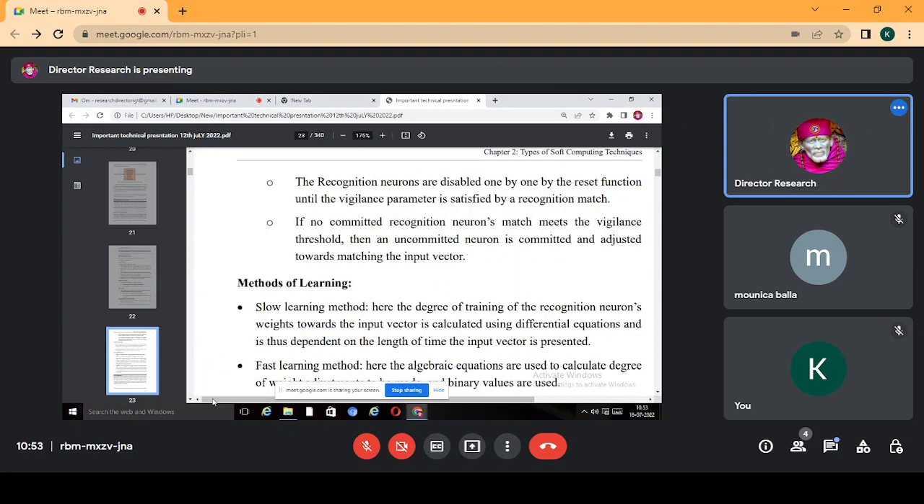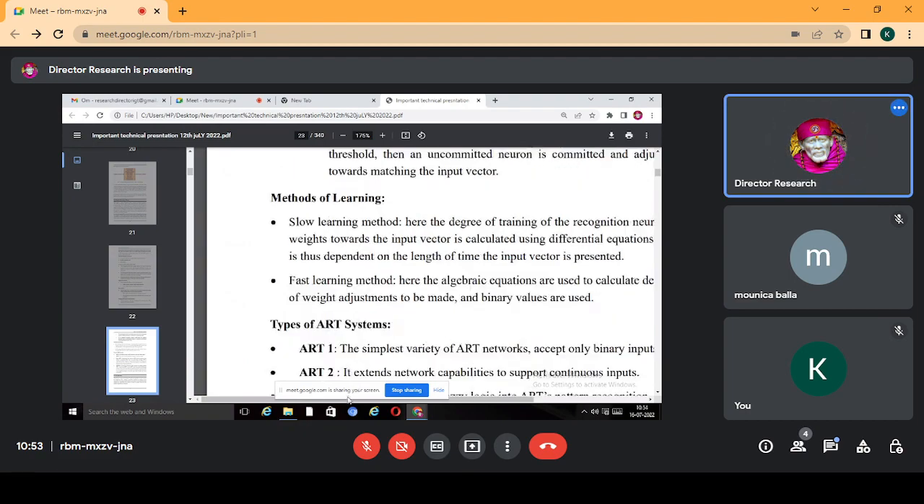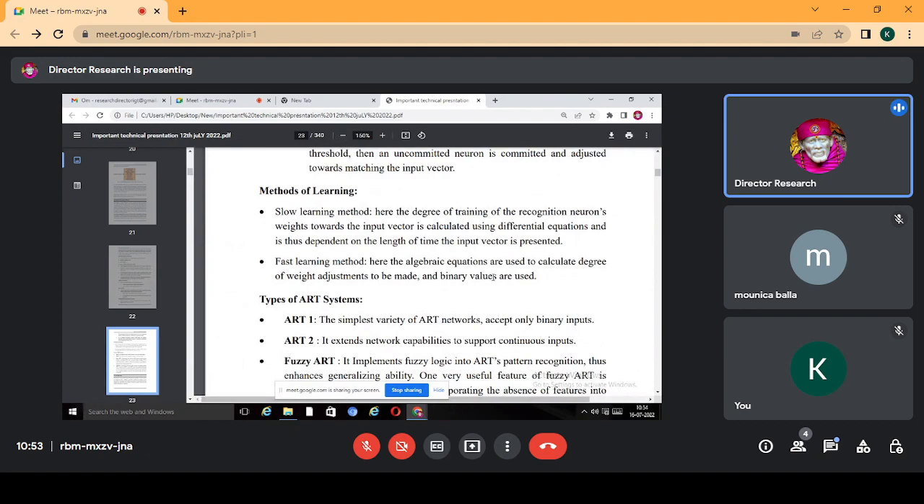Methods of learning. First, the slow learning method. Here, the degree of training of the recognition neuron's weights towards the input vector is calculated using differential equations and thus depends upon the length of time the input vector is present. Fast learning method. Here, algebraic equations are used to calculate the degree of weight adjustments to be made, and binary values are used.